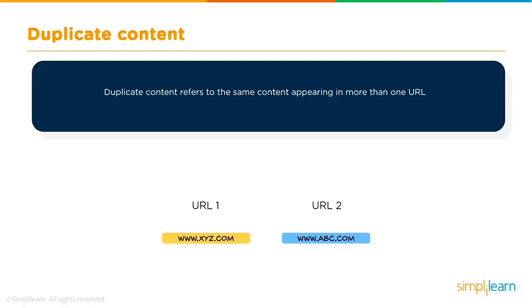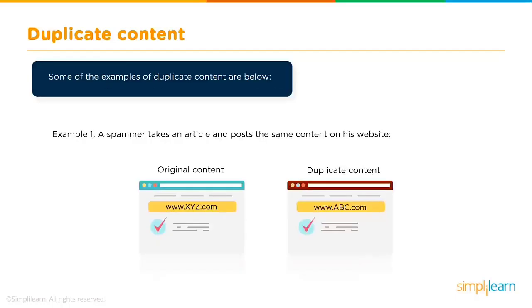Some examples of duplicate content are, for example, a spammer takes an article and posts the same content on his website. Or, like I mentioned before, you create another website or register another domain and have that particular content on the old website still. Or you're writing a blog post and you tag it or categorize it, and the content shows up under the tags, under the categories, and just shows up in general. So there are a lot of scenarios where you can find yourself with duplicate content. And so we want to rectify that.